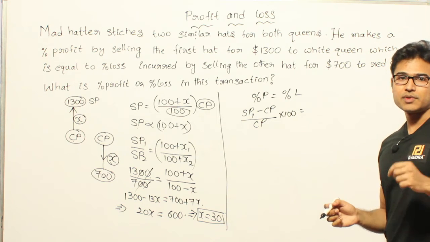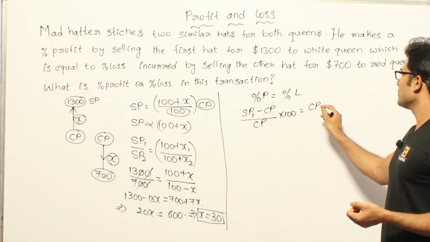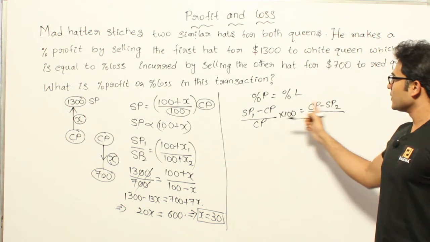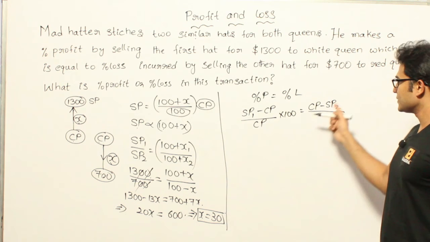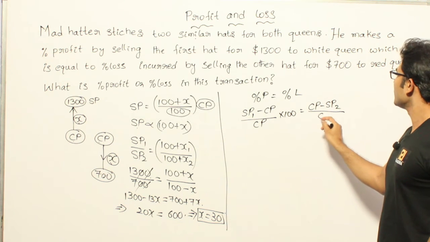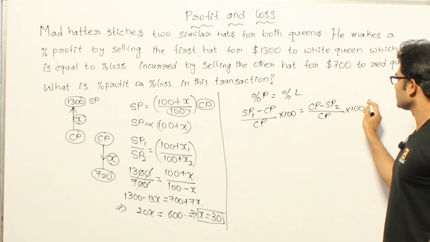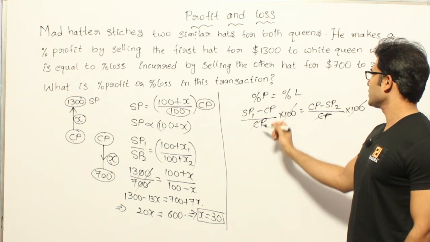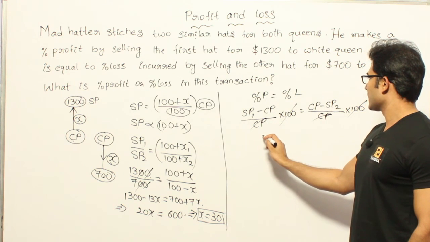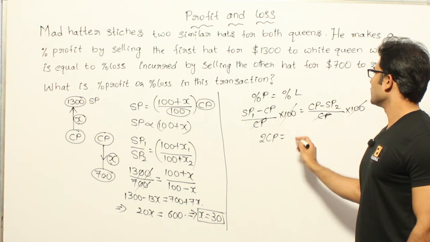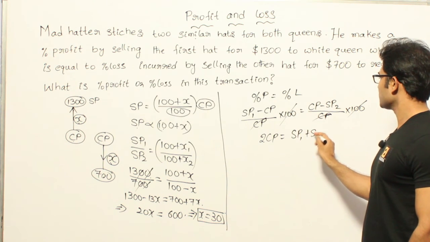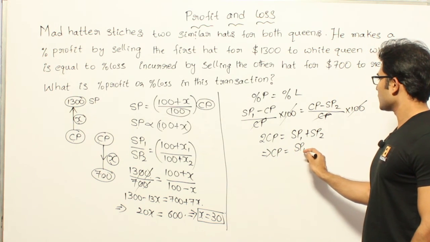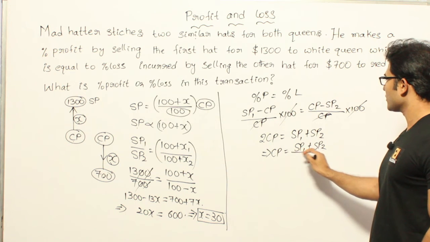When do you get loss? When cost price is higher than selling price. So CP minus SP2, where SP2 is the selling price of 700, since it is less than the cost price, divided by CP into 100. Now what do we get? 2 into CP equals SP1 plus SP2. So cost price equals (selling price 1 plus selling price 2) divided by 2.